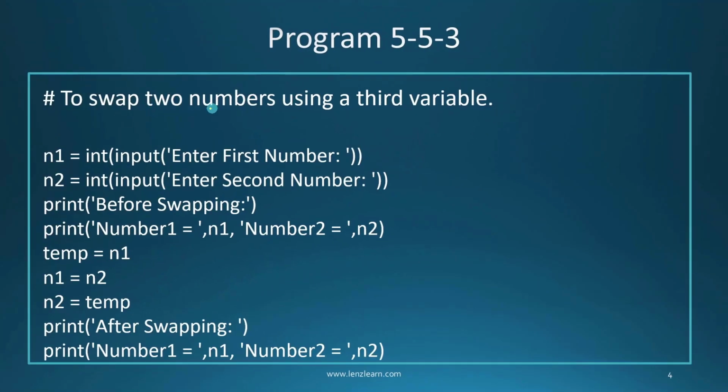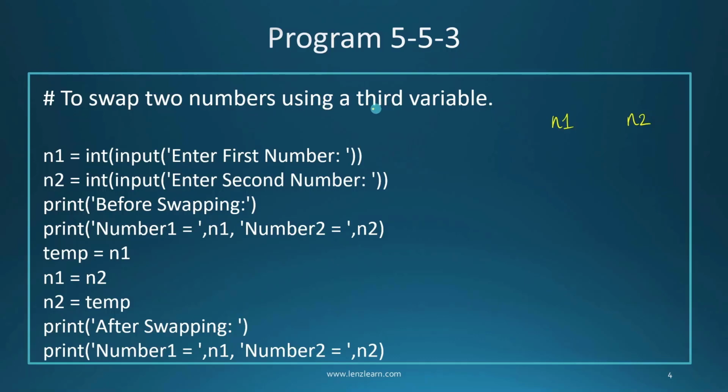Now in this program we are trying to swap two numbers using a third variable. Now what do you mean by swapping two numbers? For example, if I have a number n1 and I have another number n2, assume that the value of n1 is 10 and value of n2 is 5. So if you want to swap the number of n1 and n2, value 10 should be given to n2 and value 5 should be given to n1, right? So after swapping, n1 should have 5 and n2 should have 10.